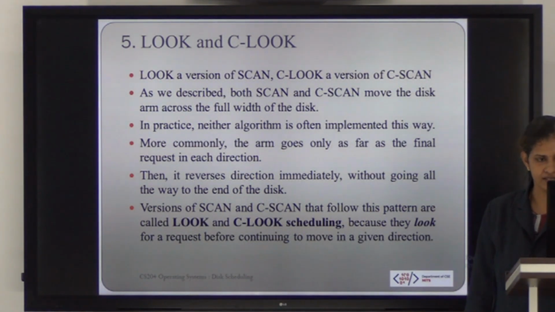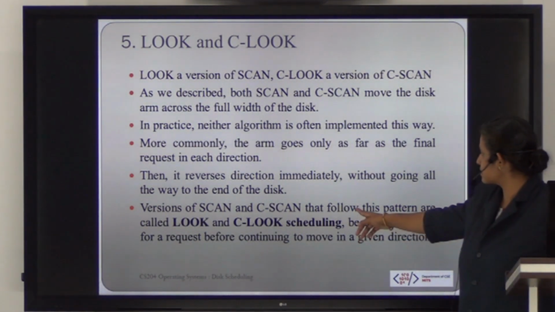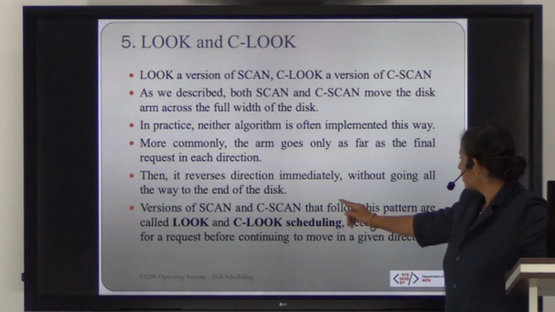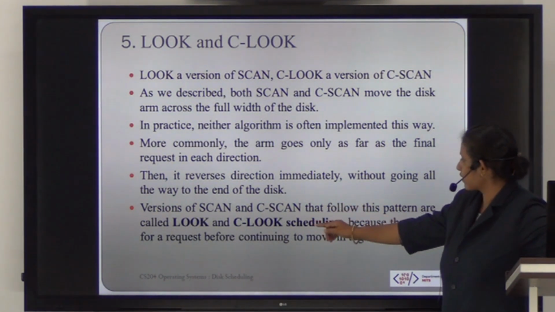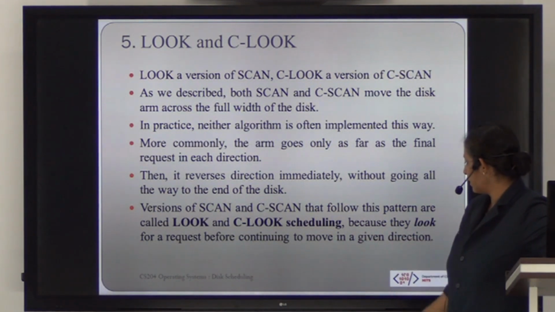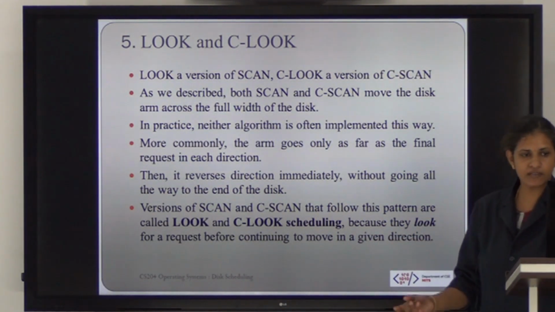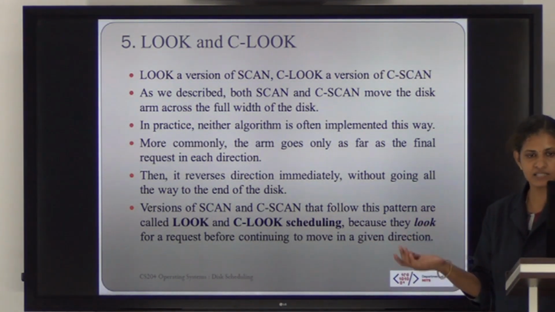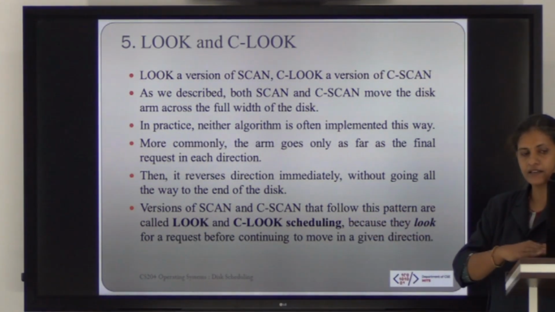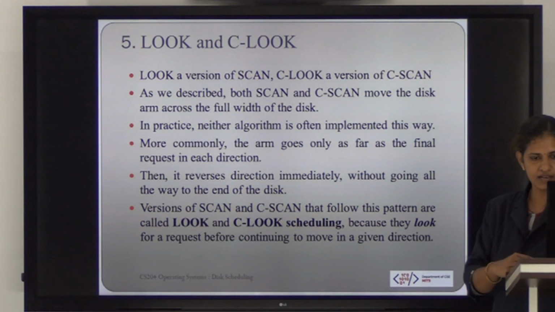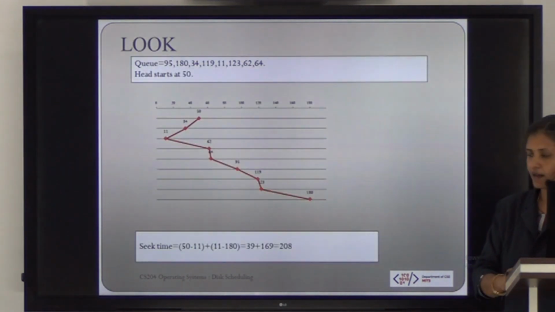This is the difference. Then the versions of scan and C-scan follow the pattern called look and C-look algorithm because they look for a request before continuing to move in a particular direction. It checks whether any further request has to be fulfilled before moving to the reverse direction. Otherwise, it reverses the direction without going to the extreme end. That is the difference. And this is the look.